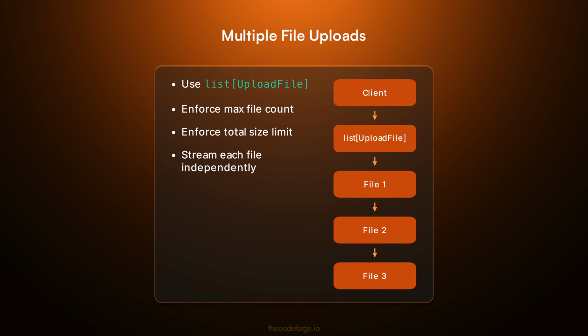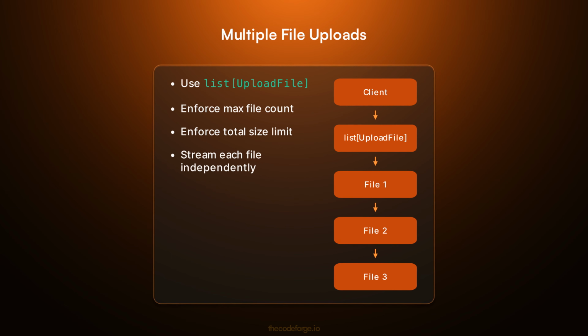FastAPI natively supports multiple files under the same field name by declaring the parameter as a list of UploadFile. The client sends each file with the same key, and FastAPI collects them into a Python list. Always enforce both per-file and total size limits, and cap the number of files.